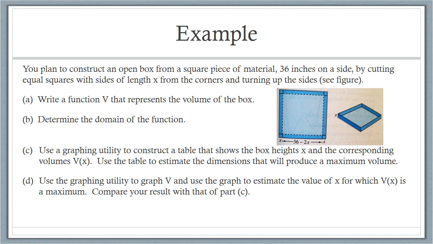Write a function v that represents the volume of the box, determine the domain, use a graphing utility to construct a table that shows the height of the box with the corresponding volume, and use it to estimate the dimensions that will produce a maximum volume, and then use your graphing utility to graph the volume and estimate the value for x for which v of x is a maximum and compare that with what you got in C. So why don't you pause the recording and give this a try and then resume the recording to see how you did.